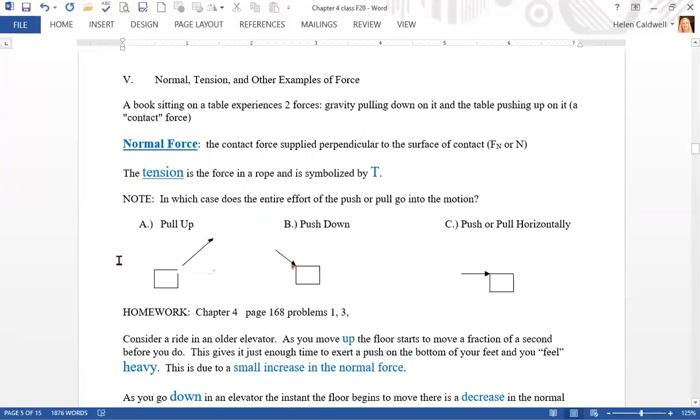All right, let's talk about the normal force, tension, and other examples. So in this, we will discuss the normal force. I've already introduced it. It's a force that is present when you have an object resting on a surface. So that makes it a contact force. Contact forces are forces that result when two surfaces touch. A contact force results when two surfaces touch. And maybe I should put that.